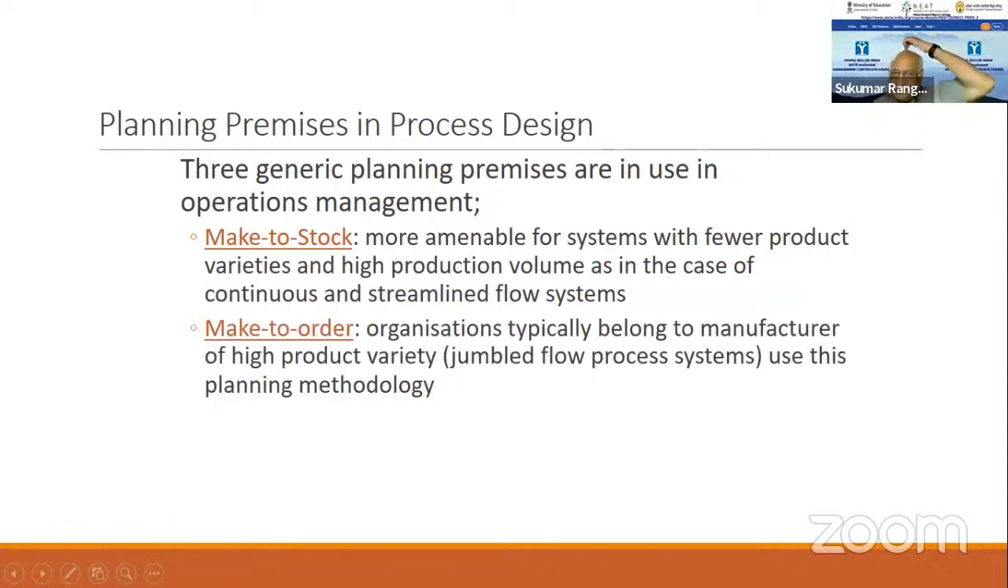Make to order. Organizations that typically manufacture a high product variety use this planning. Most B2B, business to business, products are make to order. Like when I was making components, I don't make components to stock unless I'm giving them to a distributor or whatever. But even there, unless a distributor orders certain items from me, I don't produce.